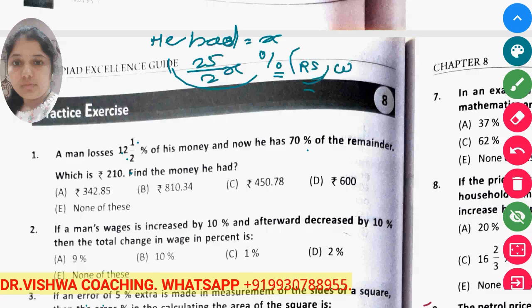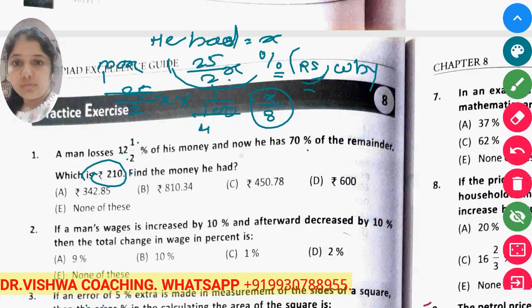Why? Because 210 is given in the form of rupees. So 25 upon 2 into x percent means how many rupees? So 25 upon 2 into x multiplied by 1 upon 100, because when we convert the percentage into the fraction or into the normal form, we multiply it by 1 upon 100. So 25 ones are 25 and 25 fours are 100. So x upon 8 is the money lost by him.